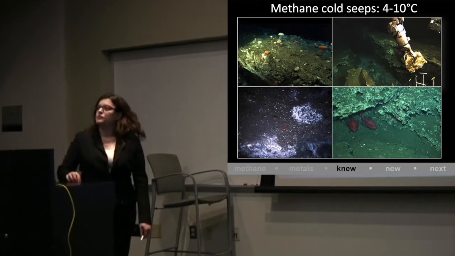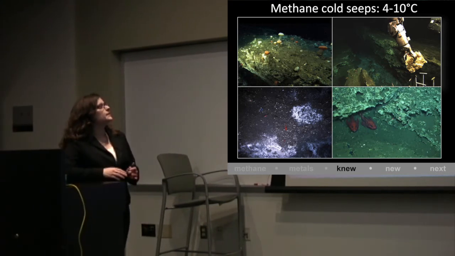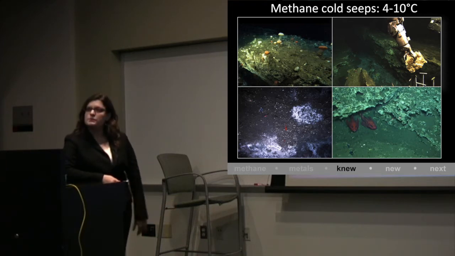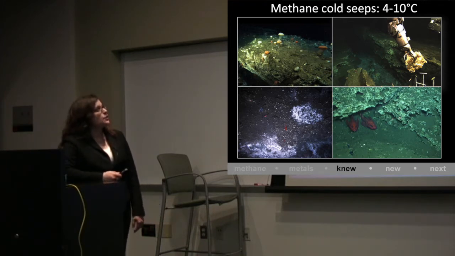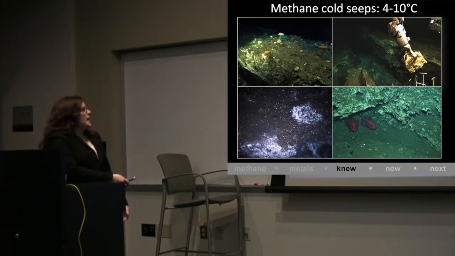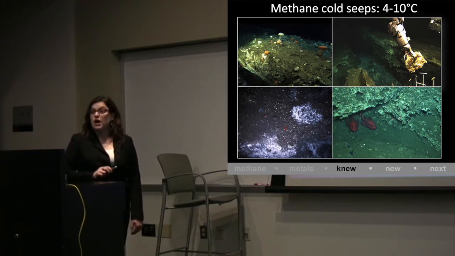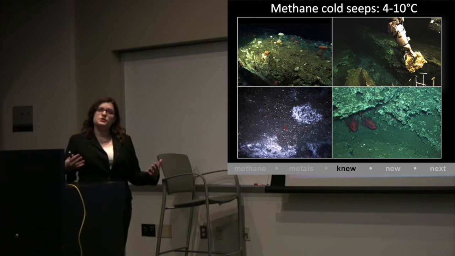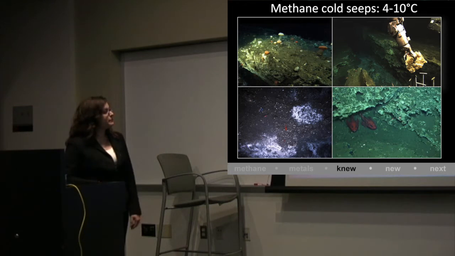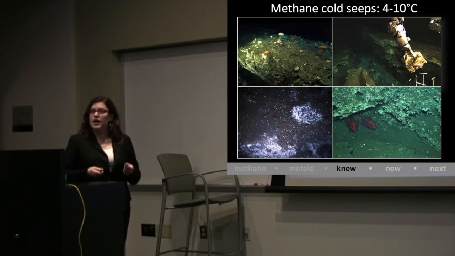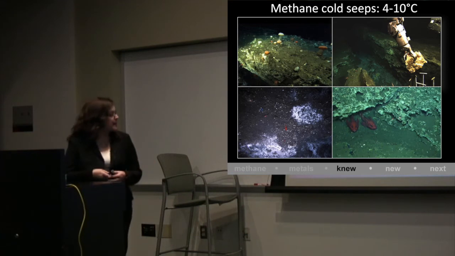So here are just a few pictures of what these methane cold seep ecosystems look like. Again, they are cold. They are 4 to 10 degrees. This is on the continental slopes, so this is in the deep sea. These are cold ecosystems. And as I mentioned before, these organisms are actually producing bicarbonate, which combines with the calcium in seawater to produce these large calcium carbonate rock deposits. And these actually build up to very large scales, really mountains on the seafloor. And they harbor really interesting macrofauna and microbial communities.